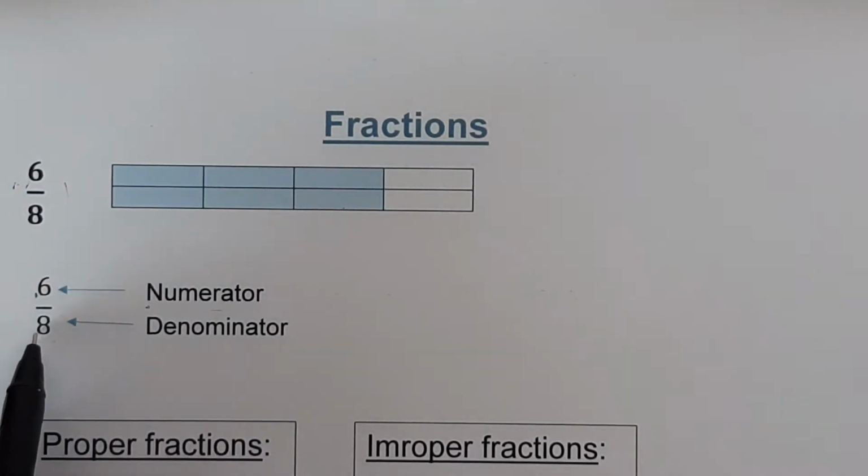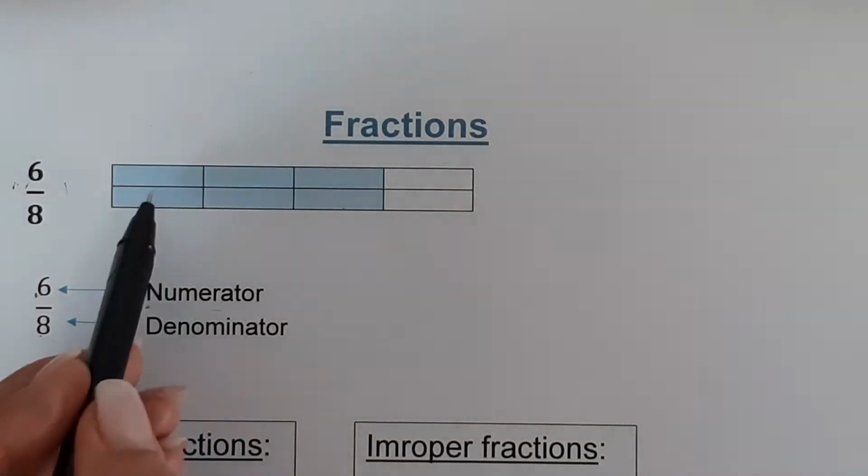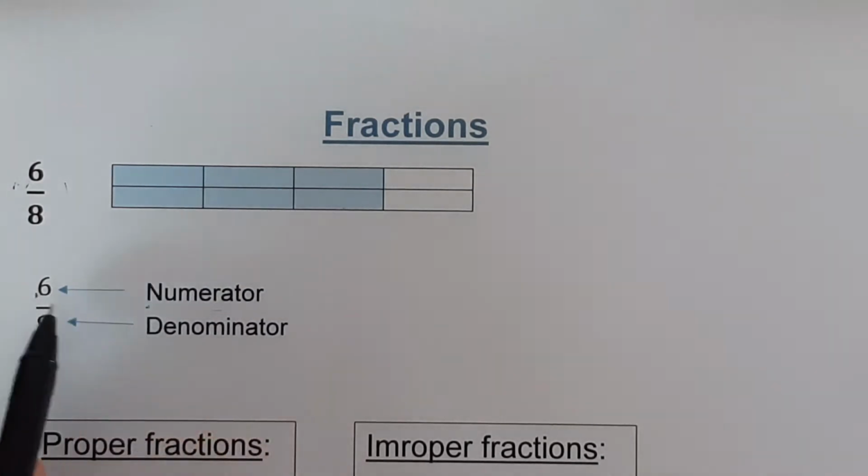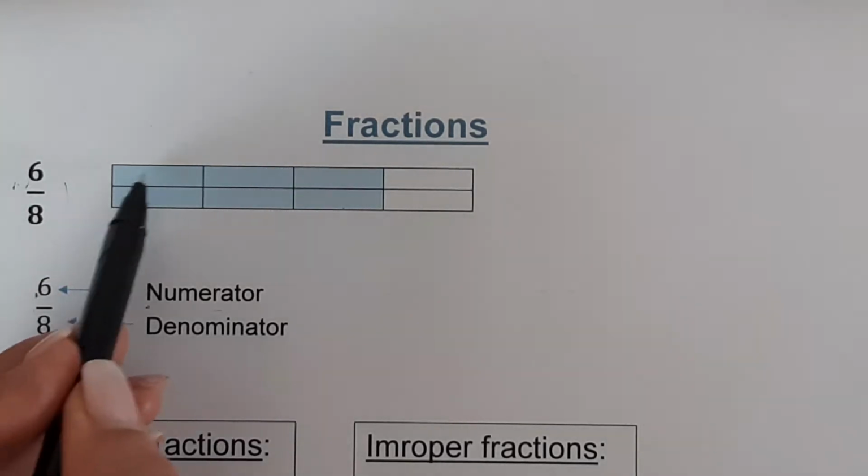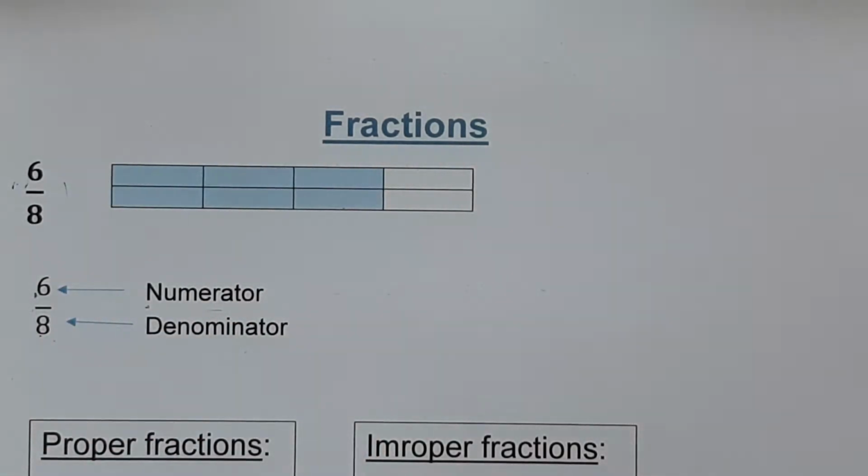The denominator tells you in how many equal parts the whole one is divided. So this is 8 parts. And the numerator tells you how many of the 8 parts you took. So this will be 6 of them that's shaded.